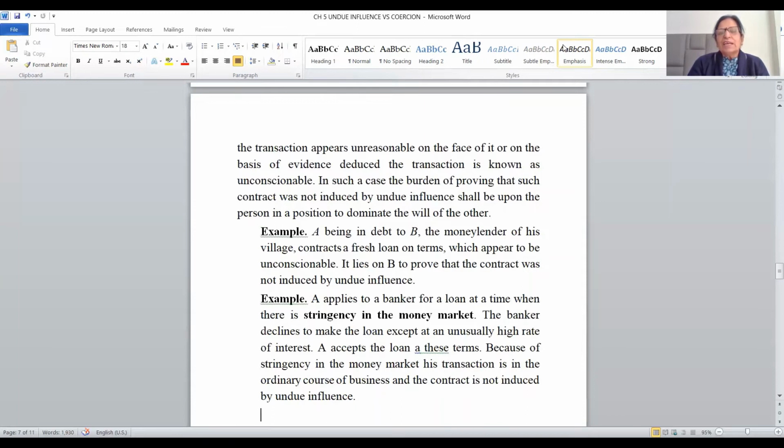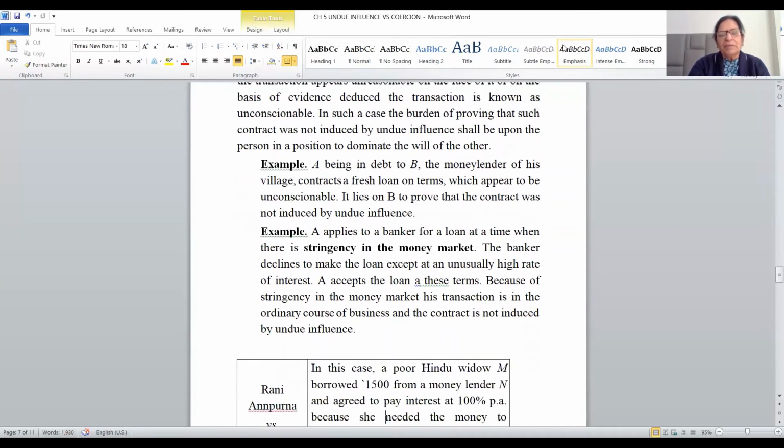For instance, A applies to a banker for a loan at a time when there is stringency in the money market. The banker declines to make the loan except at unusually high rate of interest. A accepts the loan on these terms because he needed money. Because of stringency in the money market, this is a transaction in the ordinary course of business and the contract is not induced by undue influence. So if there is shortage of money in the money market, then charging high rate of interest will not amount to undue influence.